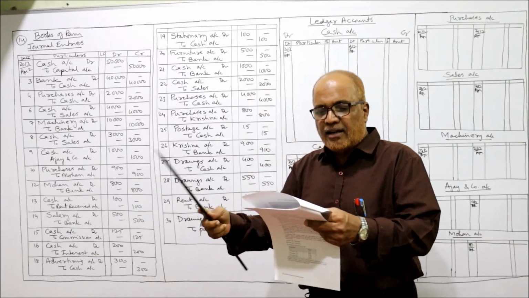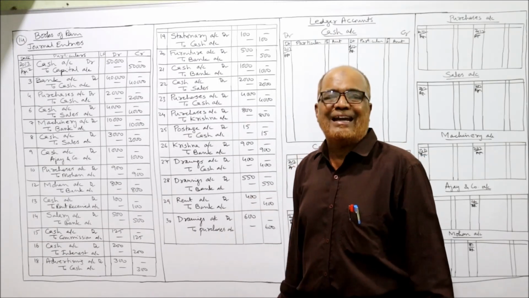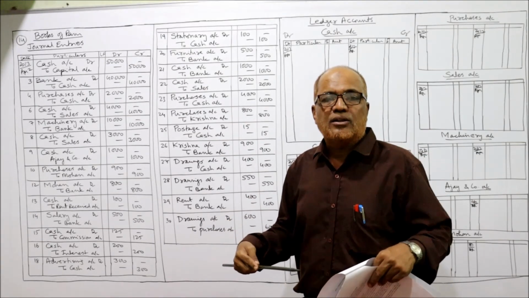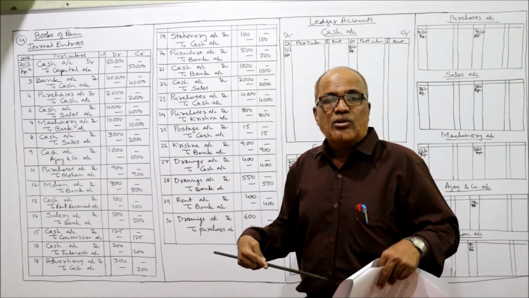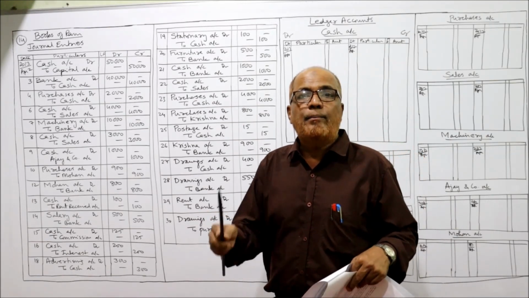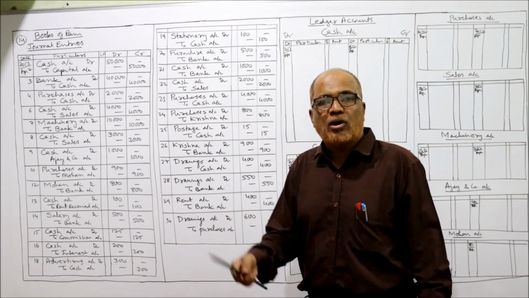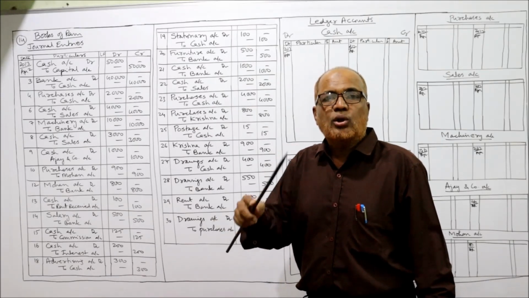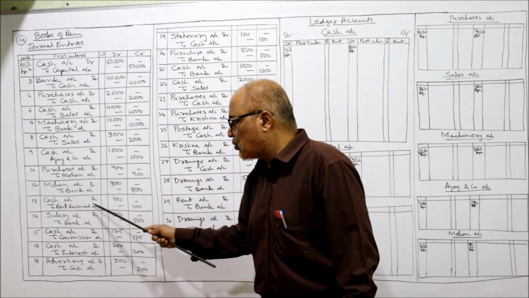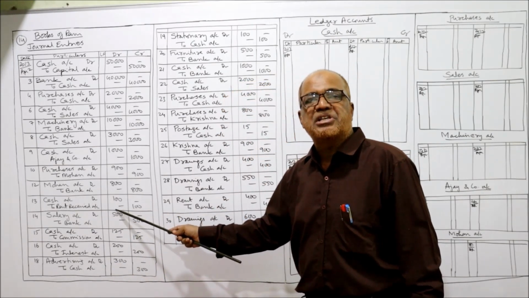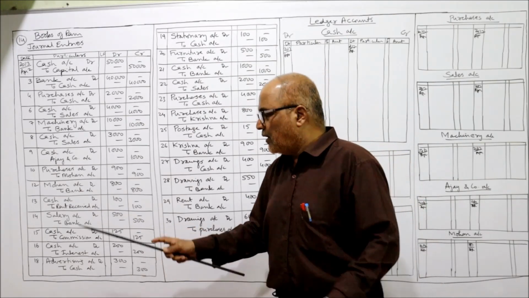Then 13th, received rent from subtenant. Rent is an income because we are receiving the rent, so rent account should be credited. Bank cash account should be debited because we are receiving the cash. So cash account debit to rent received, being the rent received from subtenant.